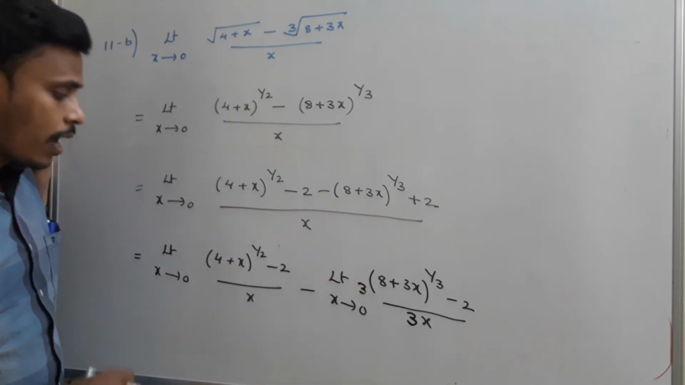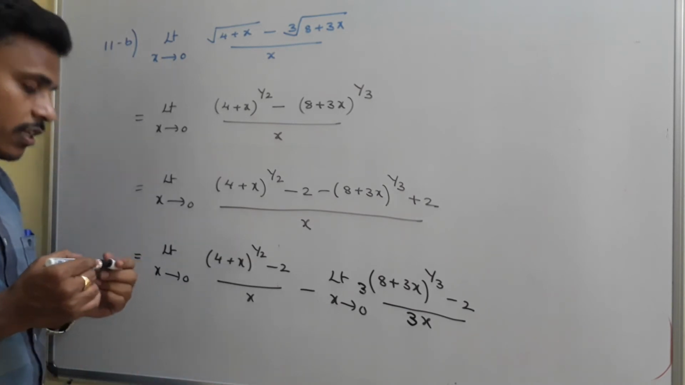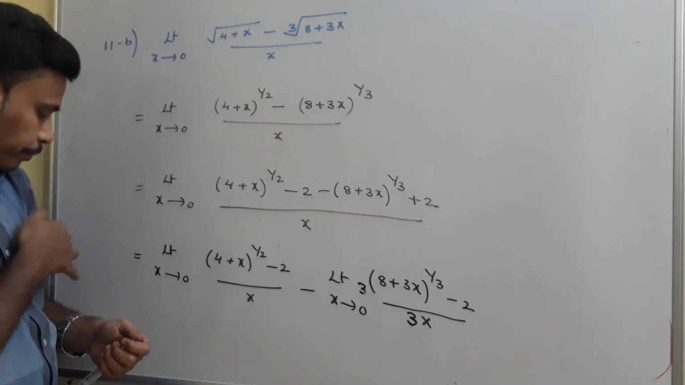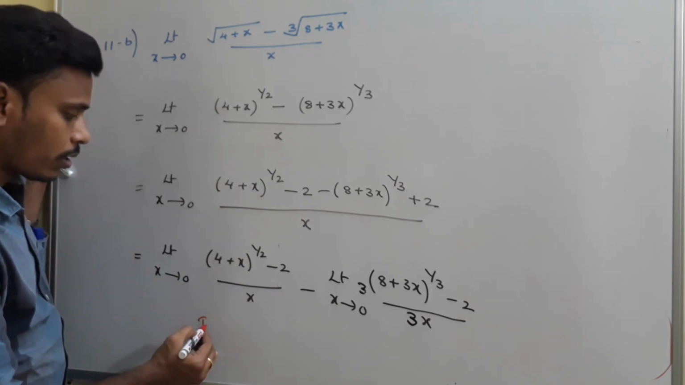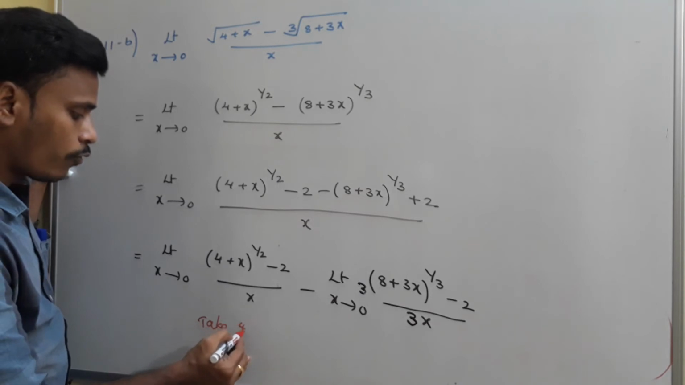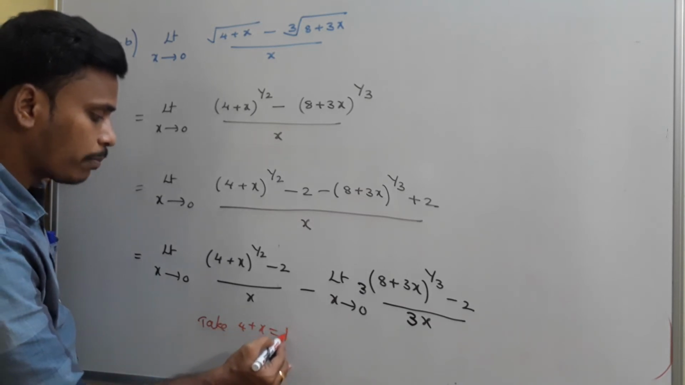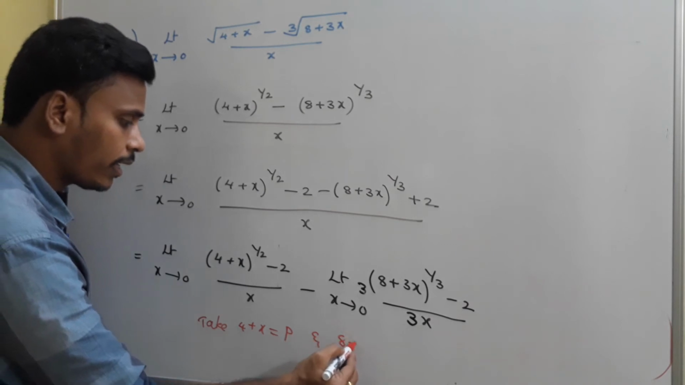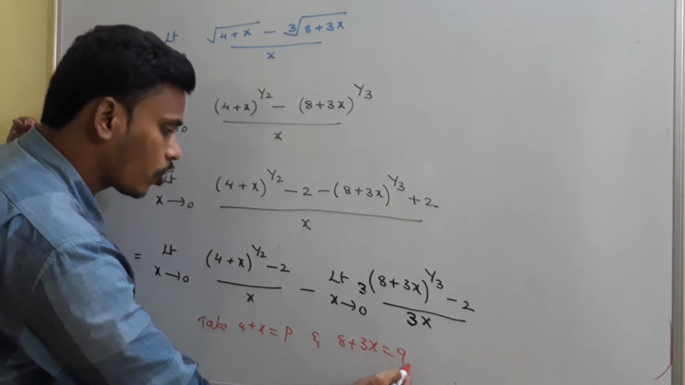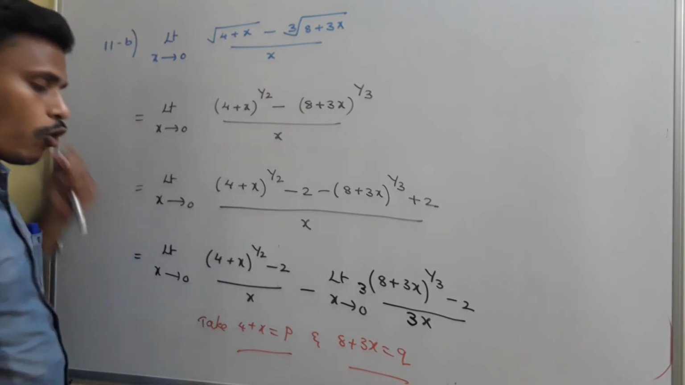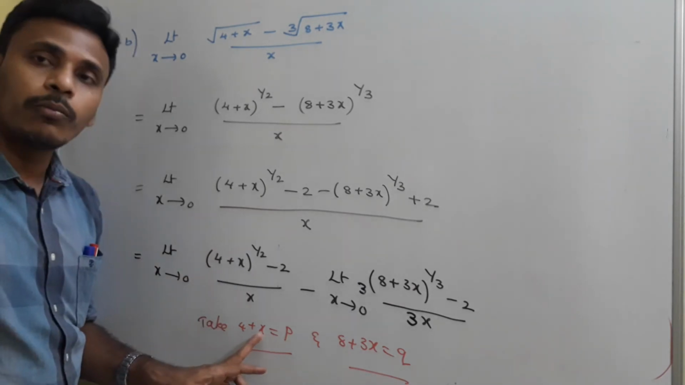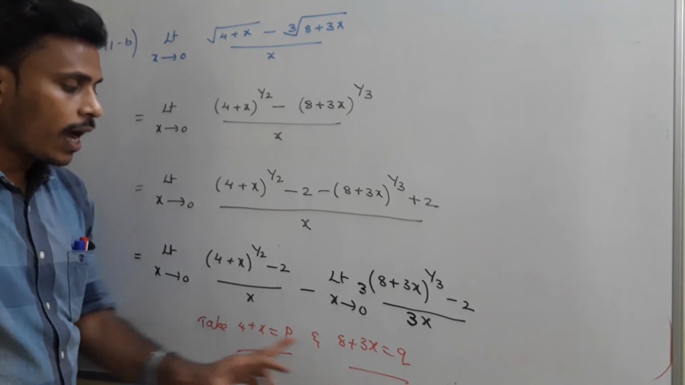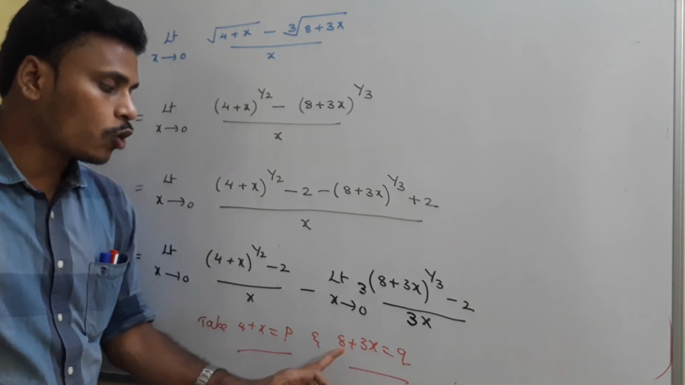In another step, as we discussed in the previous case, take 4 plus x as some p and 8 plus 3x as q. The same pattern: 4 plus x as p and 8 plus 3x as q. As x is tending to 0, since x is almost 0, p will become 4, and q will become 8.